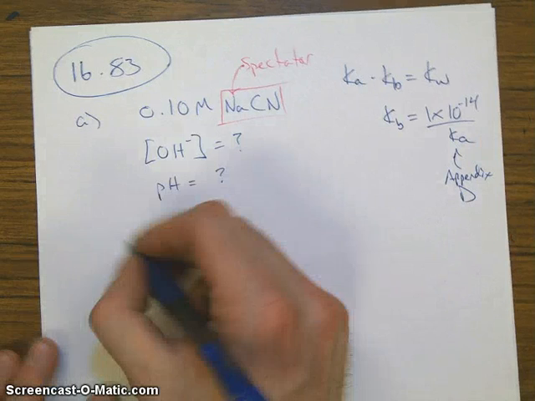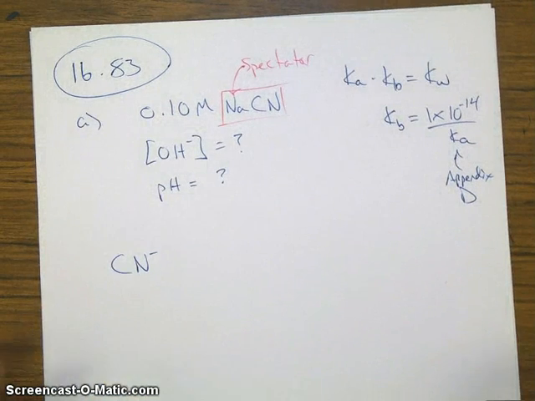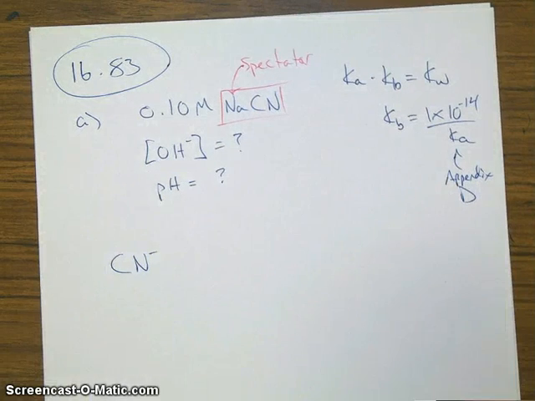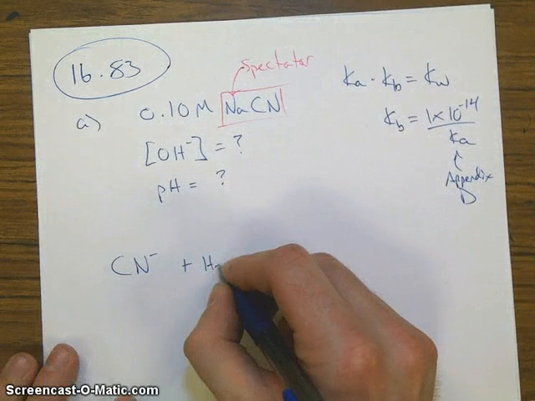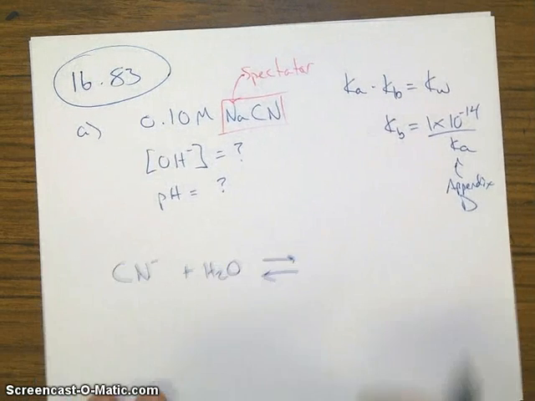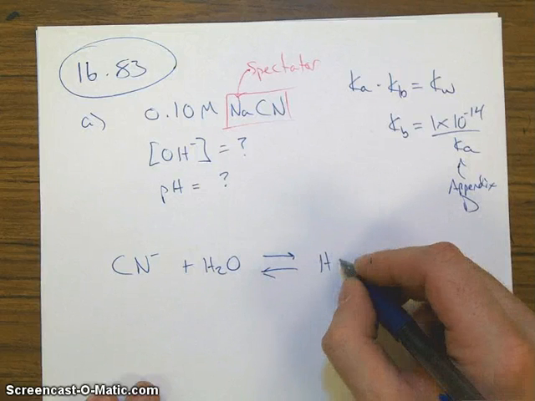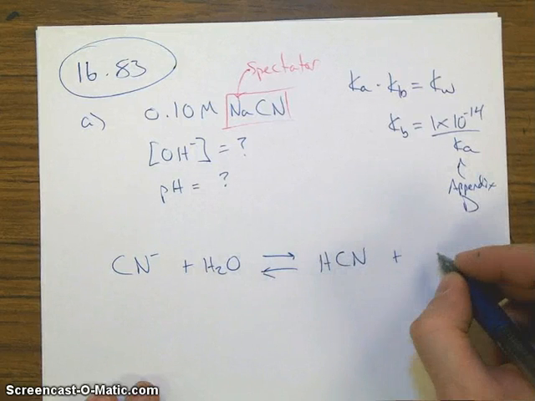So you're starting off with cyanide ions. And obviously it's dissolved in water, so you're reacting it with water. And then that's in equilibrium with cyanide actually pulling off one of the hydrogens from the water and forming hydroxide.